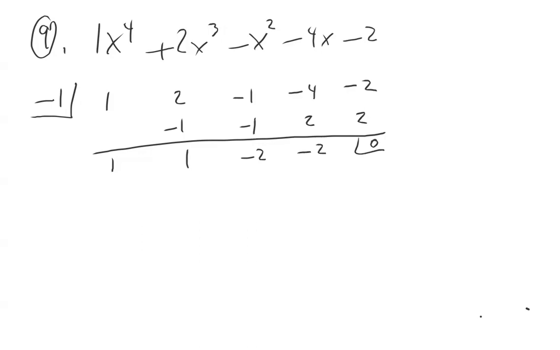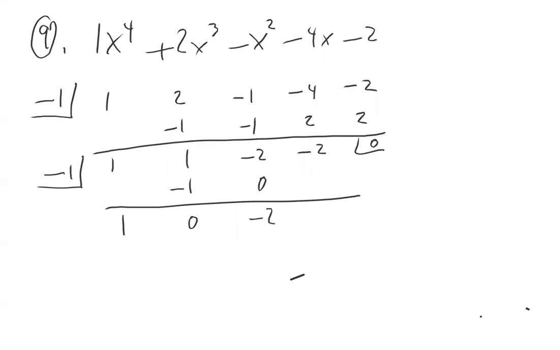Now, you might as well try dividing by -1 again. So I'm going to do that again. Leave a blank space. Bring down that one. Now 1 times -1 is -1. That adds up to 0. 0 times that is 0. That adds up to -2. -2 times -1 is +2. And then that adds up to 0. And then here you have that.